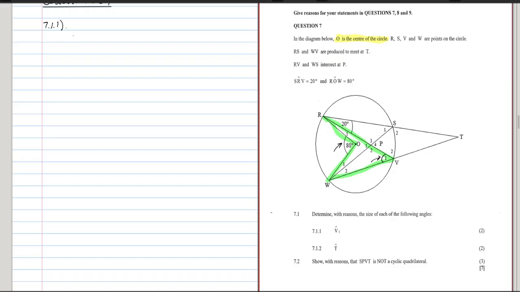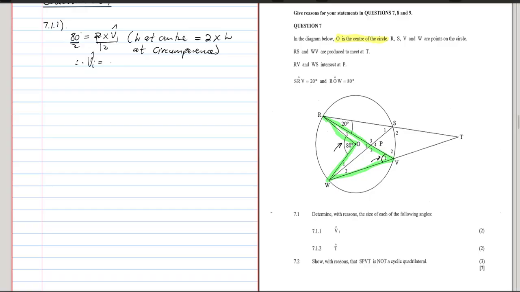So this 80 is equal to 2 times V1. Reason: angle at center equals 2 times angle at circumference. Then we're going to divide both sides by 2. Therefore, V1 now becomes equal to 40 degrees. There we go, it is equal to 40 degrees.